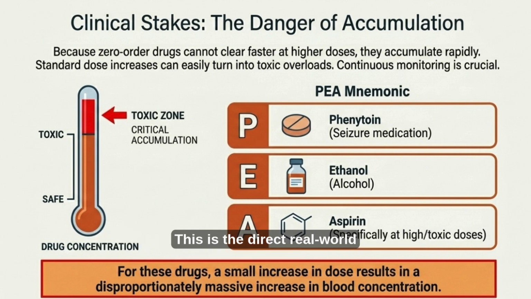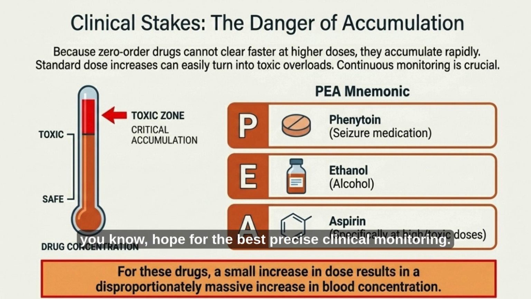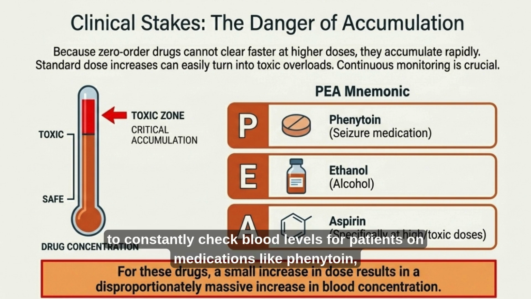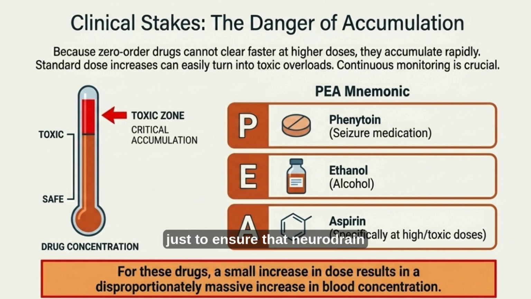This is the direct real-world application of everything we have talked about. Because zero-order drugs can overwhelm that narrow drain and build up so incredibly quickly, doctors can't just write a prescription and hope for the best. Precise clinical monitoring is absolutely crucial. Healthcare providers have to constantly check blood levels for patients on medications like phenytoin, just to ensure that narrow drain isn't getting backed up and causing a toxic overflow.